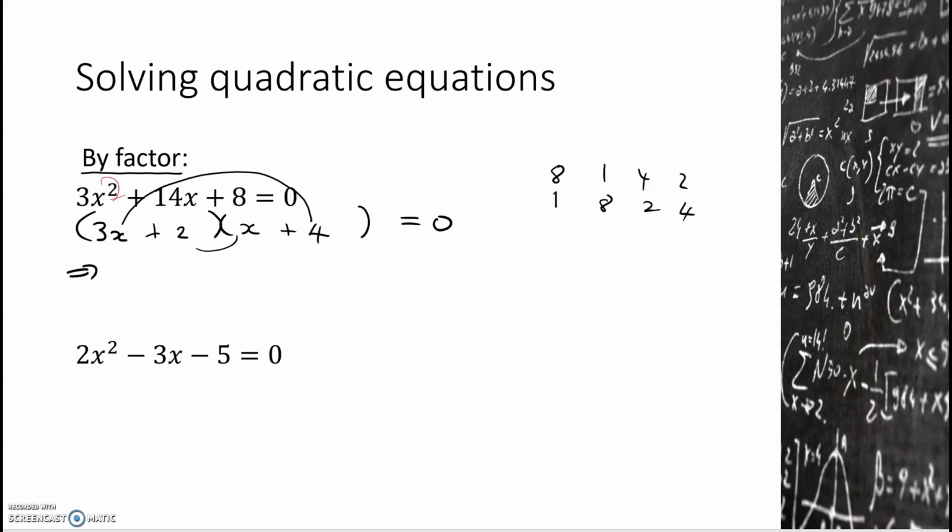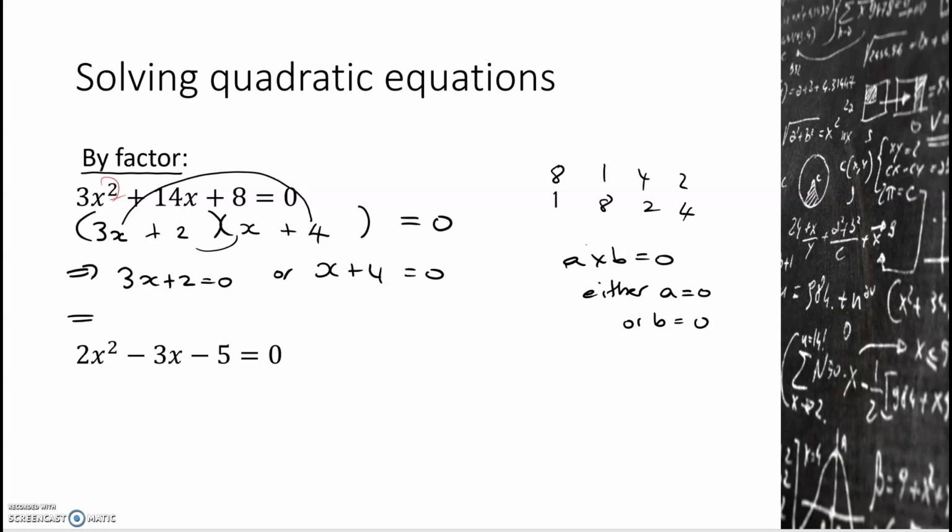Now what that means, because if a times b equals 0, either a equals 0 or b equals 0, so either 3x plus 2 equals 0 or x plus 4 equals 0. So 3x equals -2, so x equals -2 over 3, or x equals -4. Check them back to make sure it works.